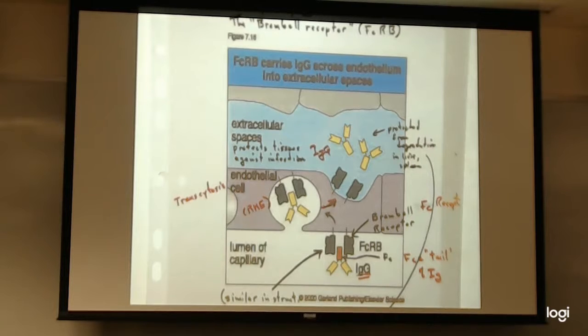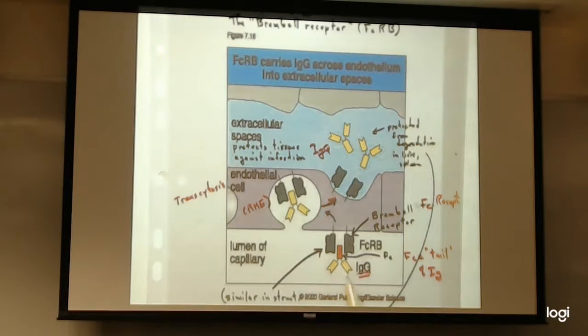So you will remember for the test, multiple choice or true false, that the Brambell receptor recognizes immunoglobulin G. There's another receptor that performs a similar function for immunoglobulin A that we're going to talk about in a moment, but not quite yet.